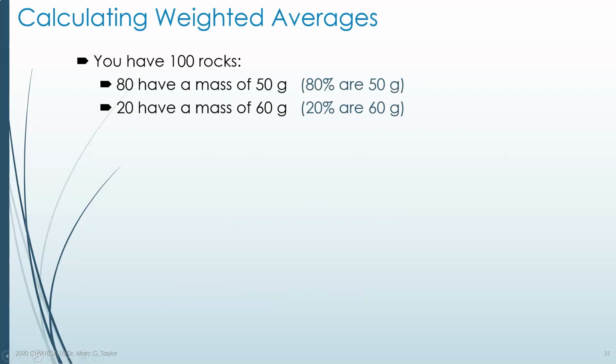But what if you have a lot more rocks? Remember, we have a lot more atoms to deal with, so we have a lot more rocks. And let's say you have 100 rocks, not 5 rocks. And 80 of them have a mass of 50 grams, and 20 of them have a mass of 60 grams. In other words, 80% are 50 grams and 20% are 60 grams. Well, you're not going to add up 50 plus 50 plus 50, 80 times, and then 60 plus 60, 20 times to do it. You're going to look at the percentages.